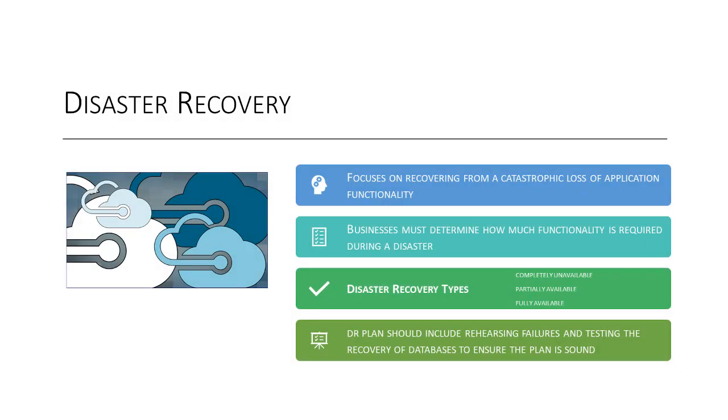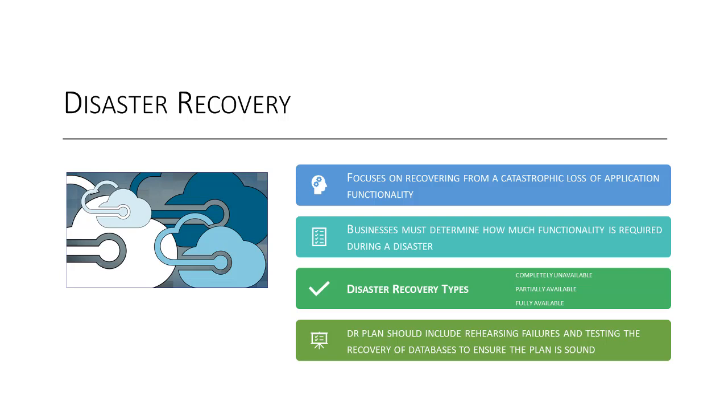Disaster recovery, or DR, is focused on recovering from a catastrophic loss of application functionality. A good example would be an Azure region hosting an application suddenly becoming unavailable. You need a plan for running your application or even accessing your data in another region in the event something like this happens. Organizations need to determine how much functionality is required during one of these disasters.